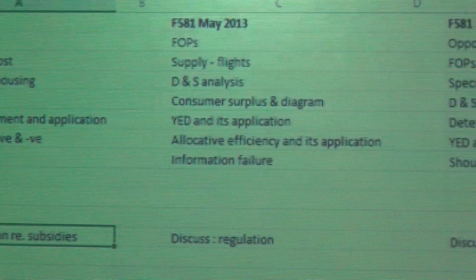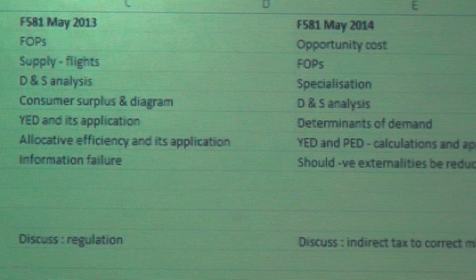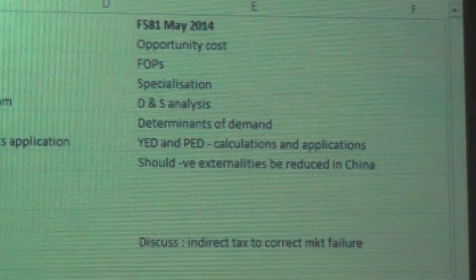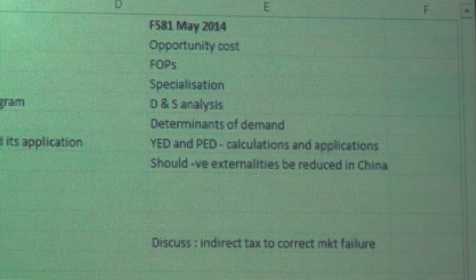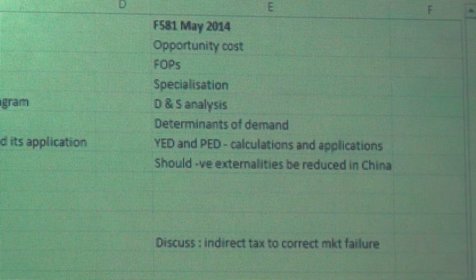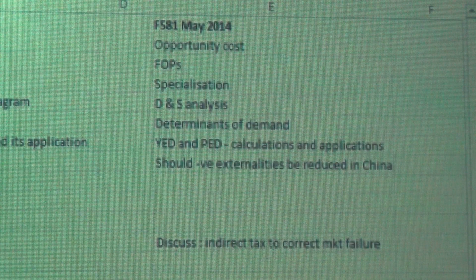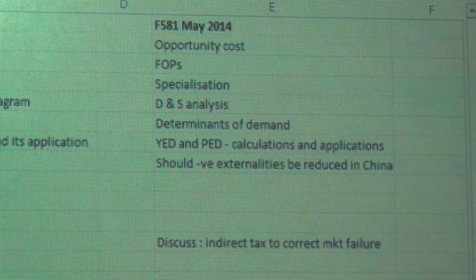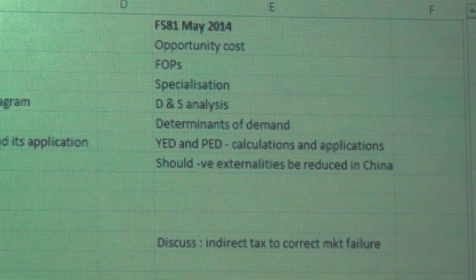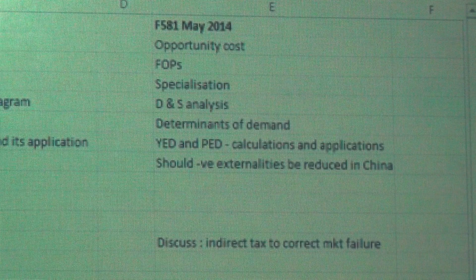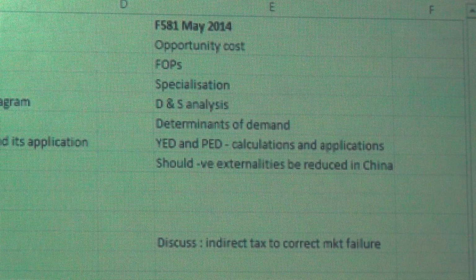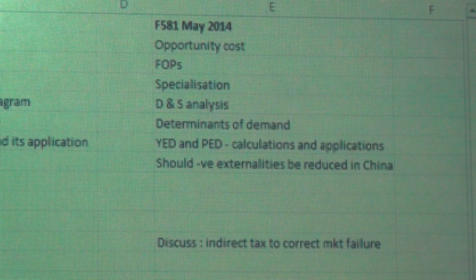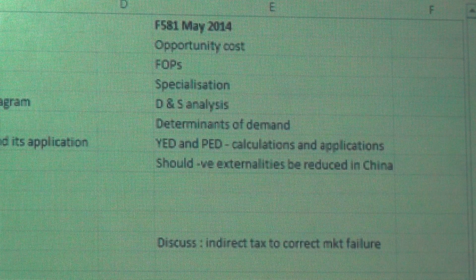Then if we move to the May 2014 set of questions, we had a set of questions on opportunity cost. Again, that was a simple define question. We had a set of questions on the FOPs, the factors of production, and we also had a set of questions on specialization.